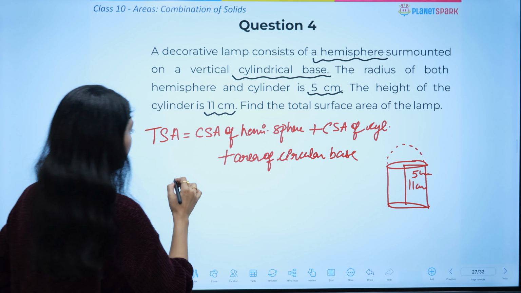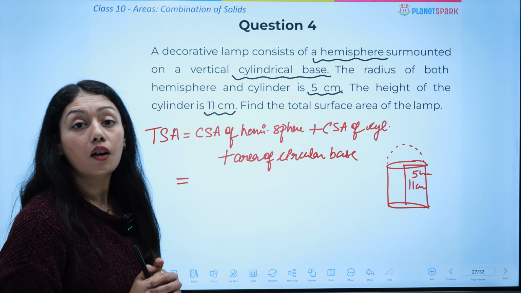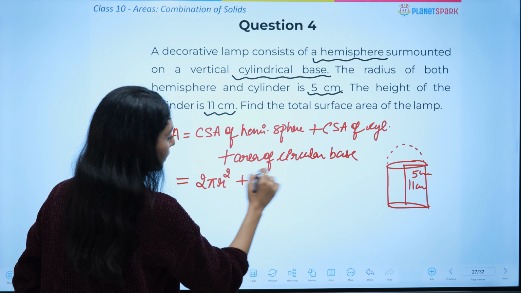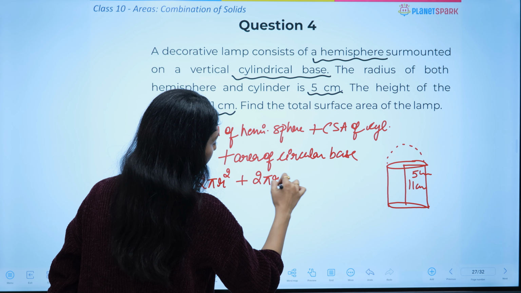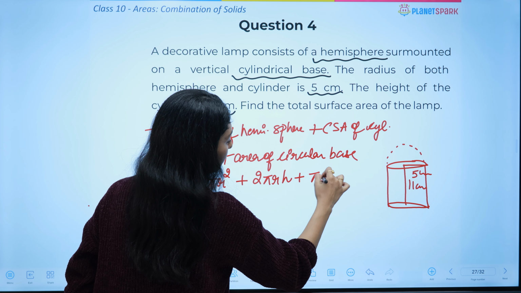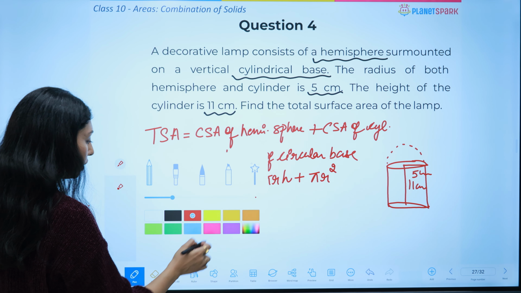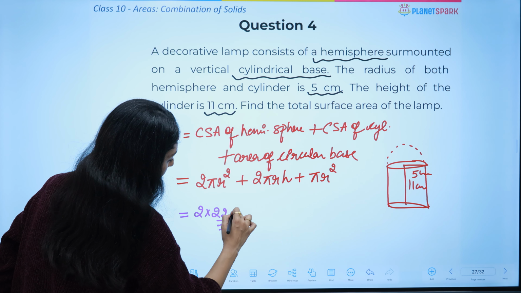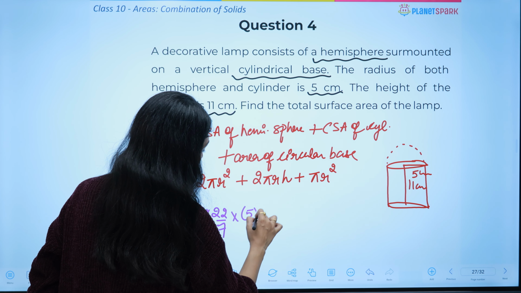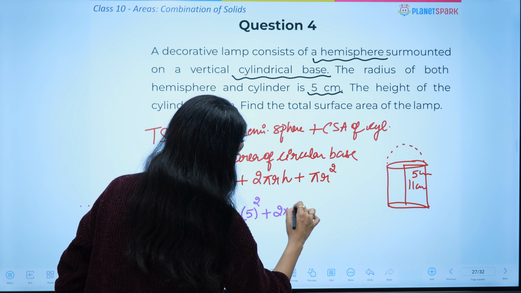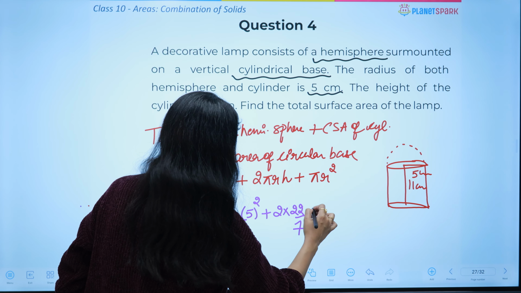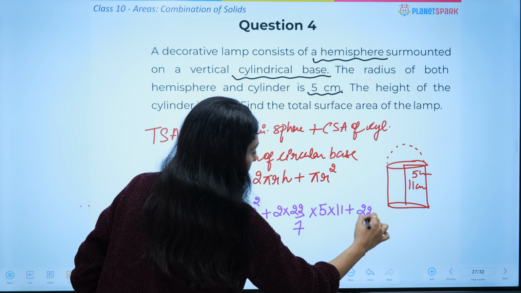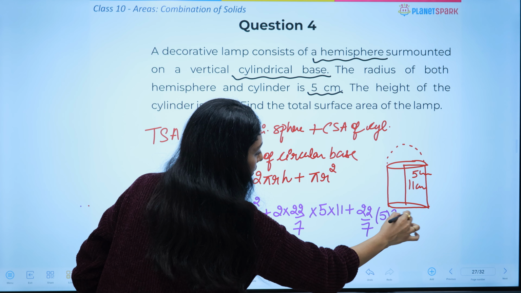Right, everybody? What are the formulas here? Quickly tell me in the comments. Curved surface area of hemisphere, that is 2 pi r square, plus that of cylinder 2 pi r h, plus the area of circle pi r square. Now plug in all the values here. 2 into 22 by 7 into radius square, that is 5 square, plus 2 into 22 by 7 into 5 into 11, plus 22 by 7 into 5 square.